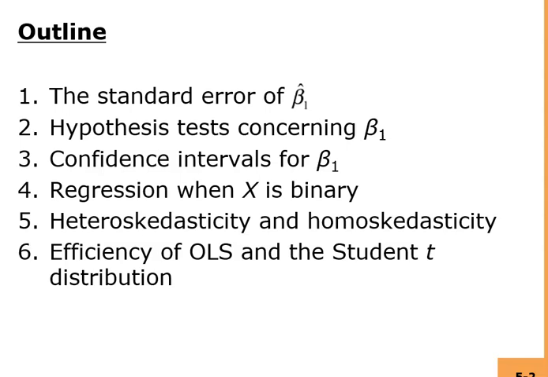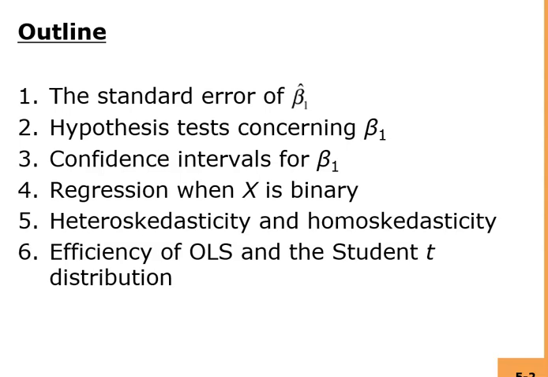Once we do that, we can also come up with the confidence intervals for beta 1. Remember, the beta 1 without the hat on it is the population estimator, and beta 1 hat is the sample estimator. So confidence intervals for beta 1, the population estimator, can be calculated, and we'll show the techniques in this lecture for doing that.